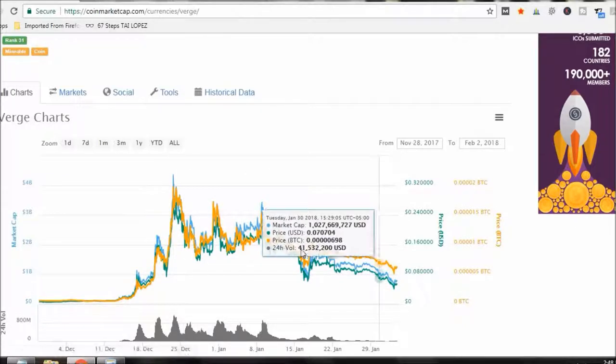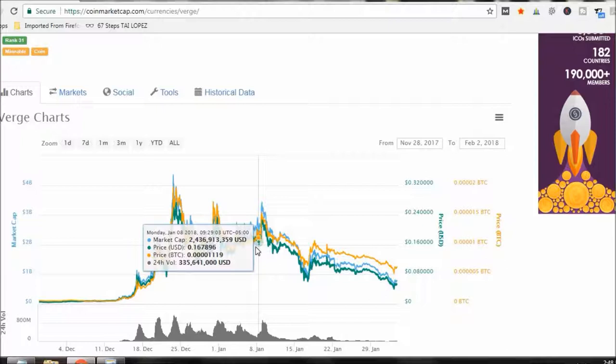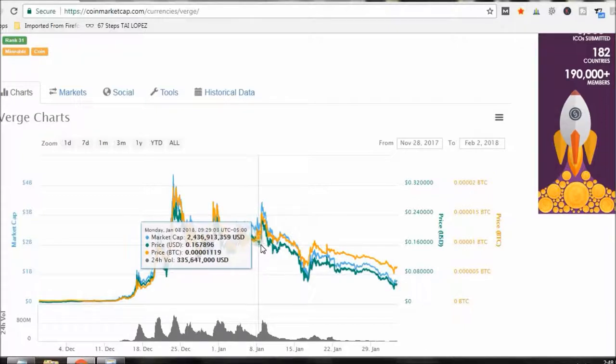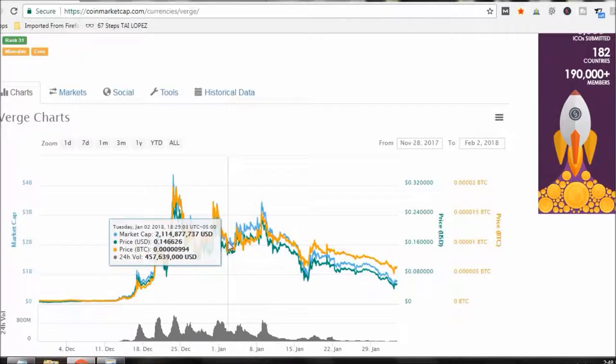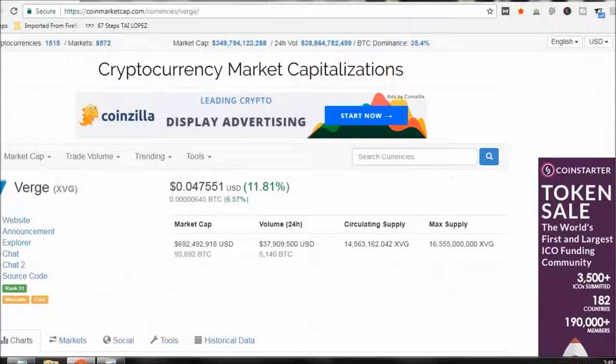So at 4 cents, it's got a much better chance of tripling, quadrupling its price, because it looks like it was trading around 15 to 20 cents here for a while. So it's got a really good shot at tripling.